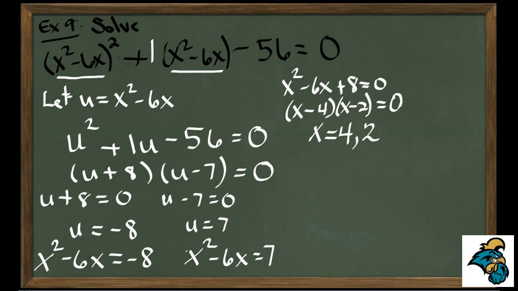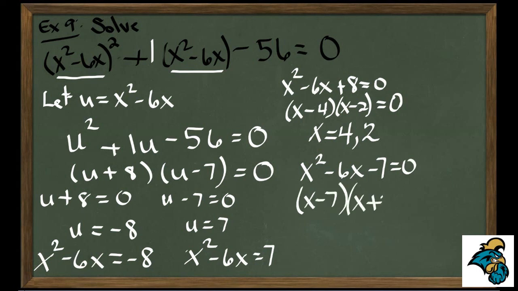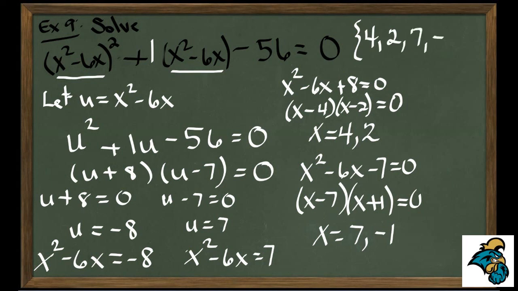Alright, I'm going to do the same with my other equation. I'm going to go ahead and move that 7 over. That leaves me with x squared minus 6x minus 7 equals 0. Factor that one as well, x minus 7 and x plus 1. Set each of those factors equal to 0, and I get x equals 7 and x equals negative 1. So I actually have 4 solutions to this equation. My solutions are 4, 2, 7, and negative 1.